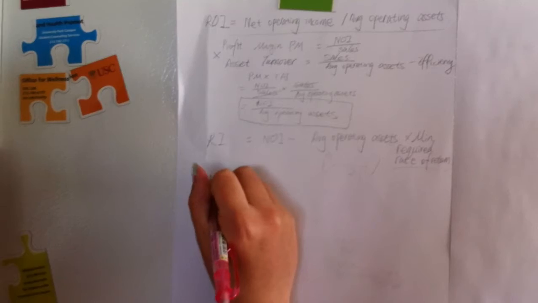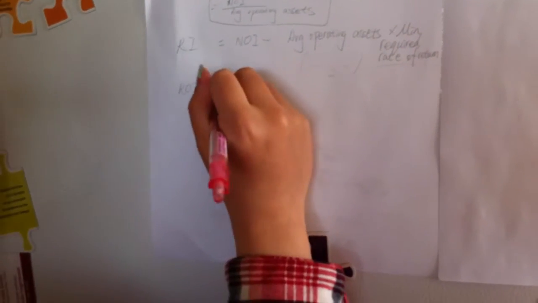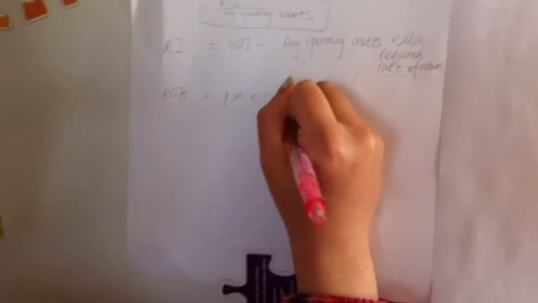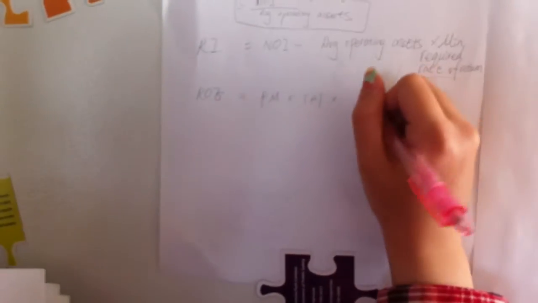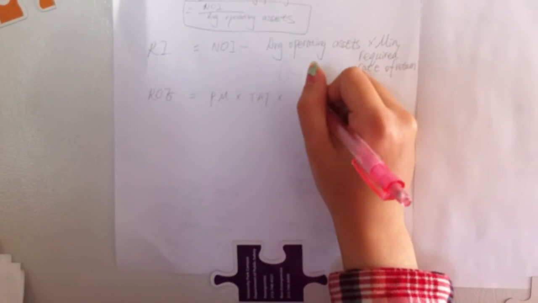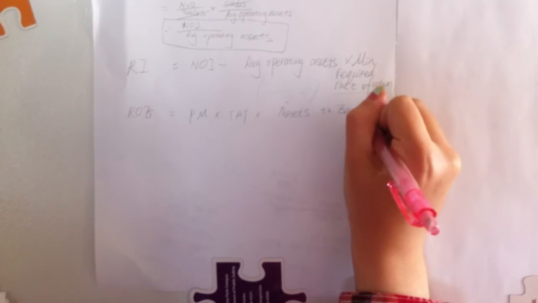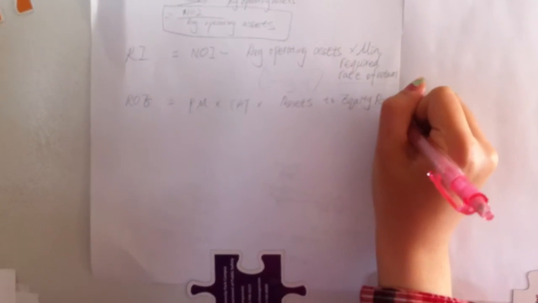Now the third criterion is called the return on equity. This indicator can be broken up into three parts, which is profit margin times total asset turnover, and the third one, it's a new one. It's called asset to equity ratio. Sometimes it's also called equity multiplier.